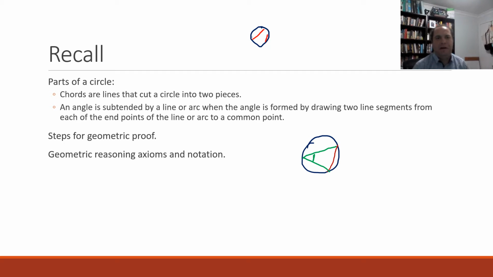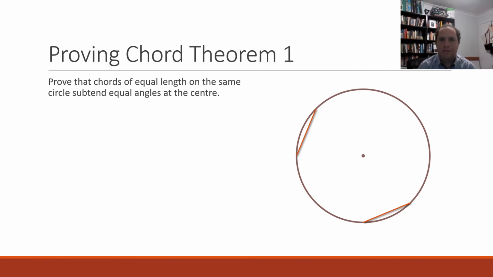Some other things you'll need to remember are the steps for geometric proof and also a bunch of our geometric reasoning statements, axioms and notation. Okay, so we've got to prove that the chords of equal length on the same circle subtend equal angles at the center. Looking at this diagram we've started here, we've got our two chords. We'll call those AB and CD. What I'll also do is create those sectors by adding in these lines to go towards the center. Imagine that line straight, and we'll call the center O.